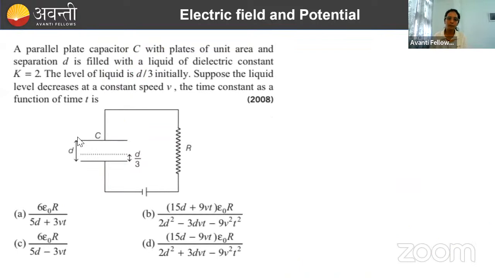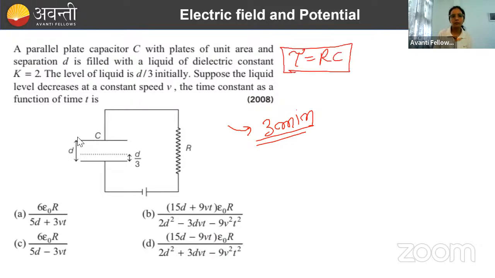Now do it fast. Take some 3 minutes of time, and in that period you will be able to do it. You have to deal with the time constant. Time constant of an RC circuit is equal to R into C. So simply calculate the value of R into C. R is already given, capacitance you need to calculate here and then multiply it by R. Do it now.